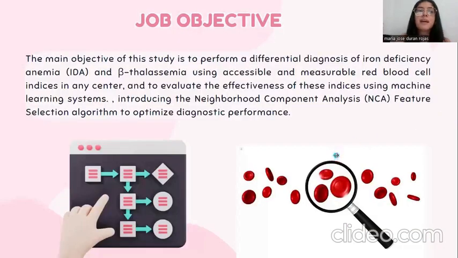Objective: The main objective of this study is to perform a differential diagnosis of iron deficiency anemia and beta thalassemia using red blood cell indices that are accessible and measured in any center, and to evaluate the effectiveness of these indices using machine learning systems, introducing the neighborhood component analysis feature selection algorithm to optimize diagnostic performance.